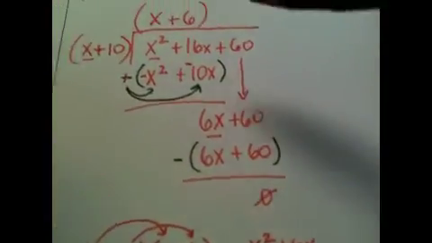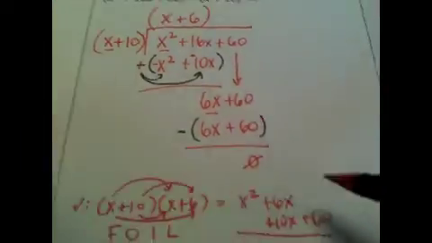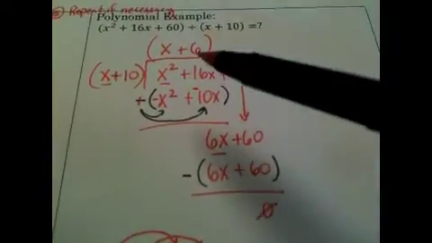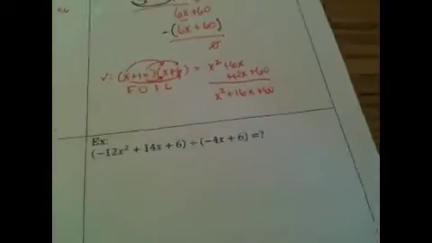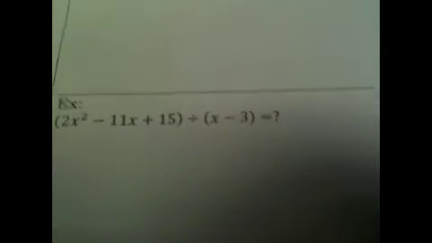And it does check out. That is what we started with. So, we got the correct answer. The answer, the quotient, is x plus 6. Very good. All right, a couple more problems at the bottom. We'll work them out here for you.